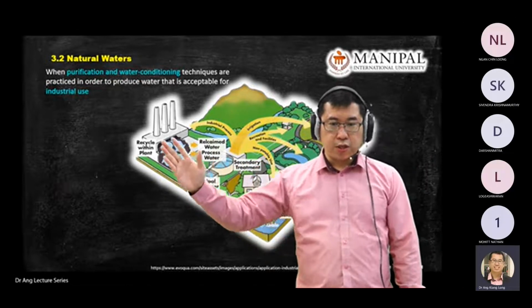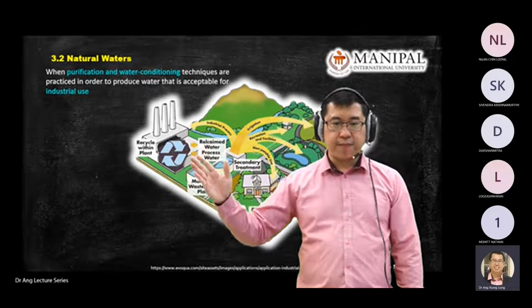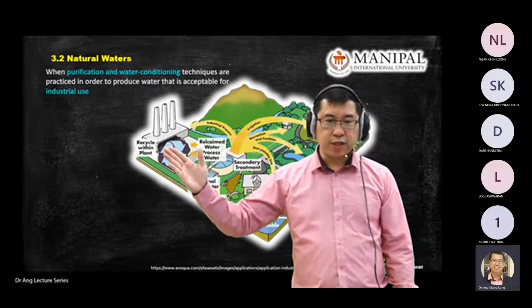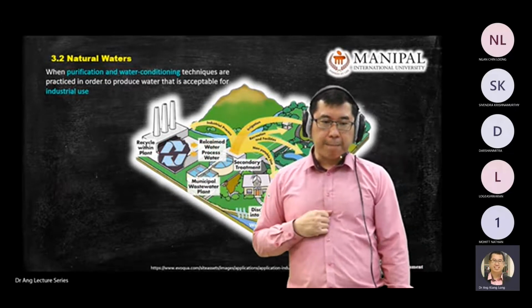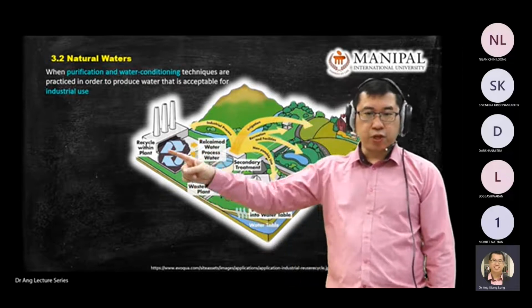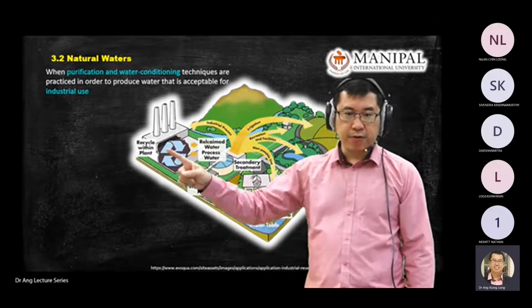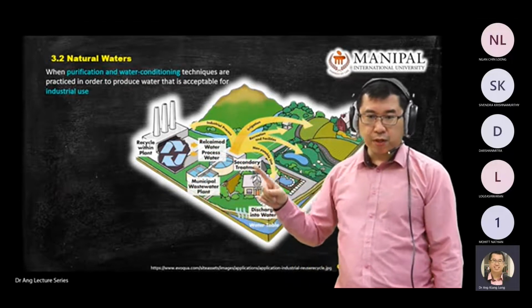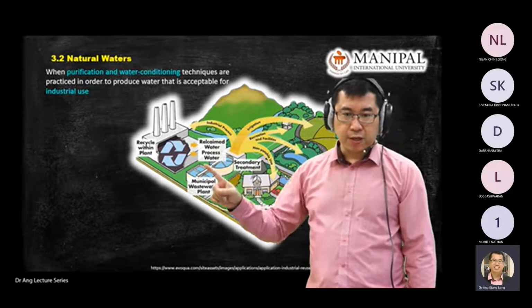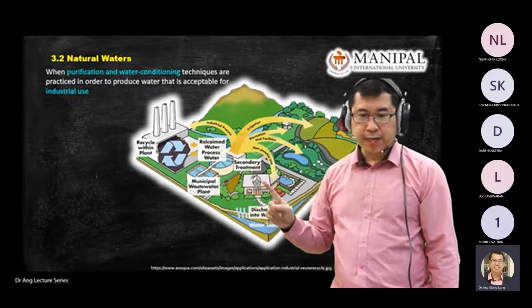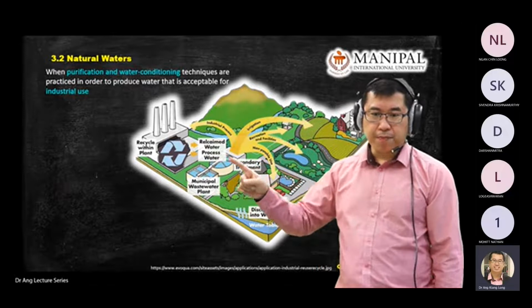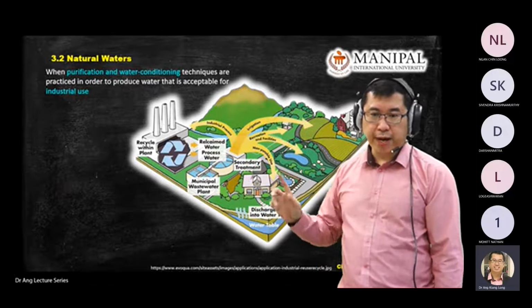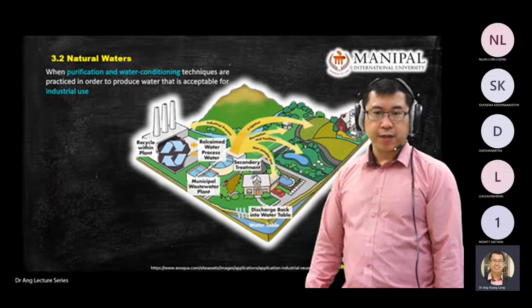Then it goes into the factory to cool down the engine, to cool down the machine, or even to generate power. Then you keep on recycling, and you put it into the treatment plant. There will be some treatment plant nearby. Then the treatment plant will distribute it back to the environment.